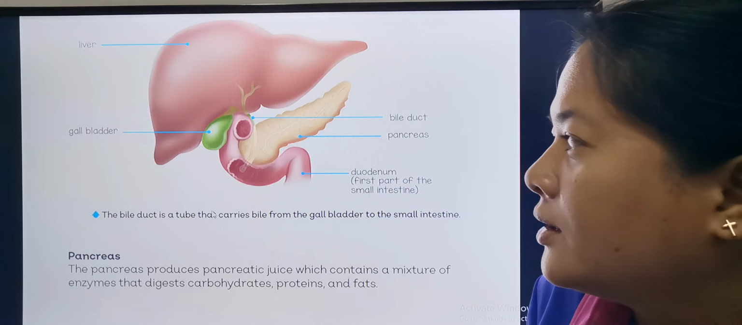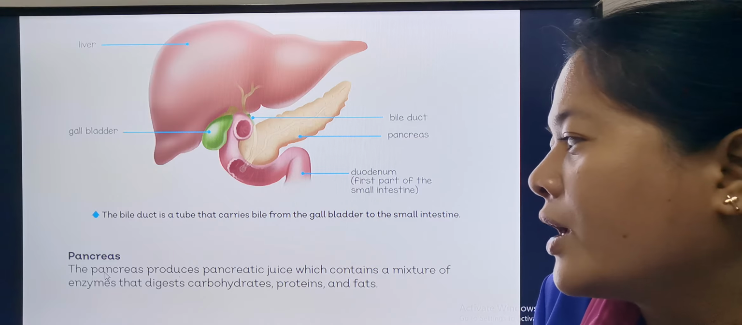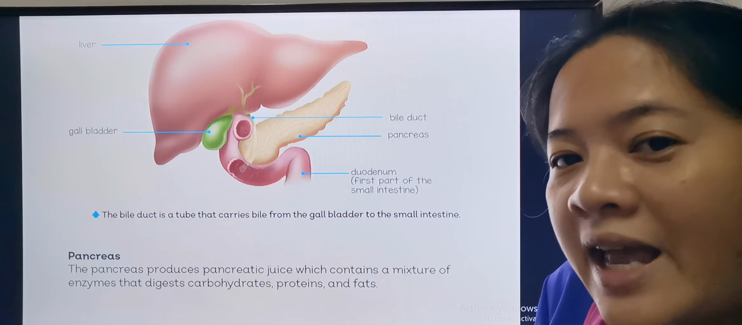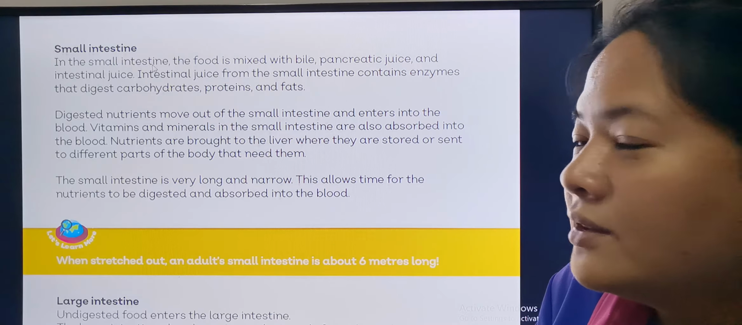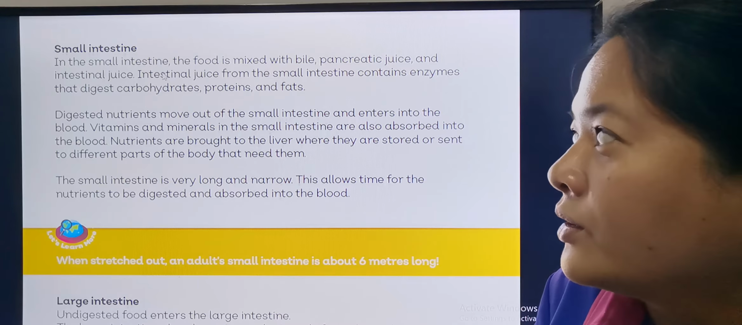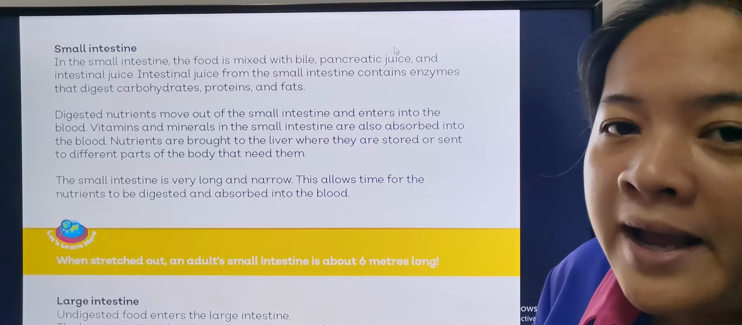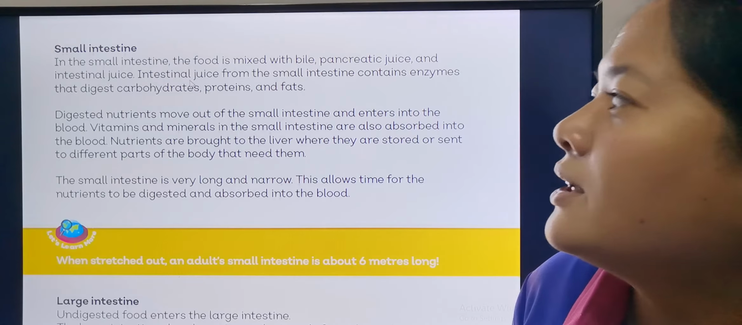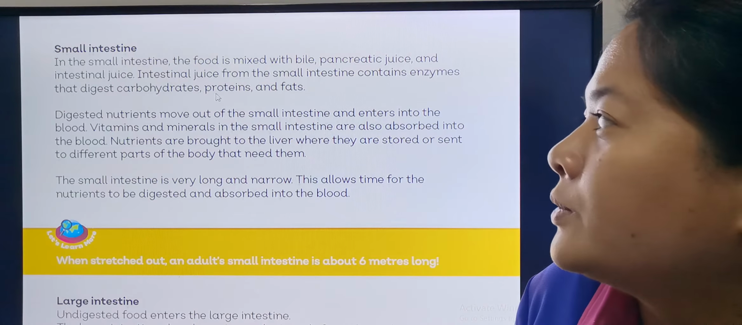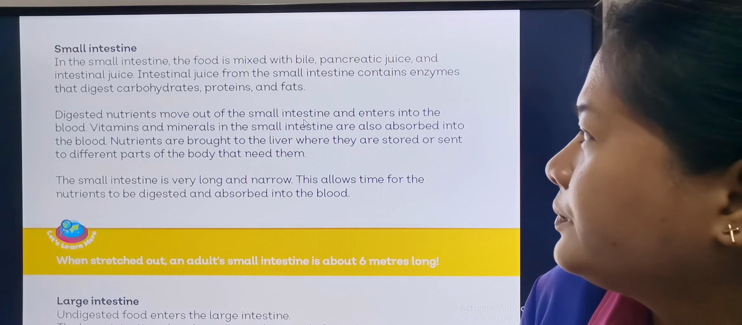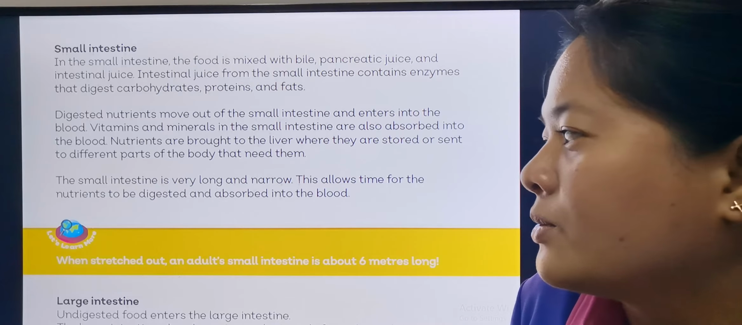Okay, here's the picture. And the pancreas produces pancreatic juice to help digest carbohydrates, proteins, and fats, okay? And then in the small intestine, there will be more digestion, okay? So the bile from the liver and the pancreatic juice from the pancreas will go to the small intestine, and together with the intestinal juice, it will digest carbohydrates, proteins, and fats, okay? And then the small intestine will absorb the nutrients as well, okay?